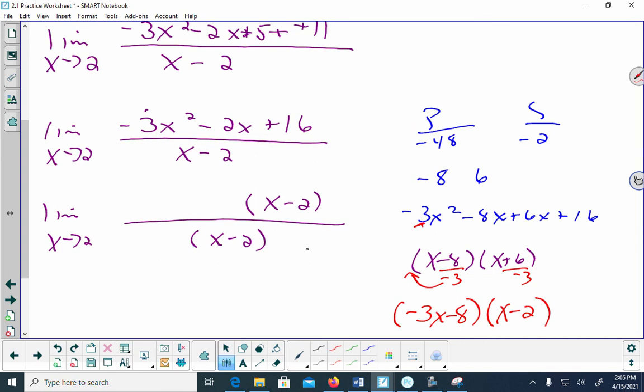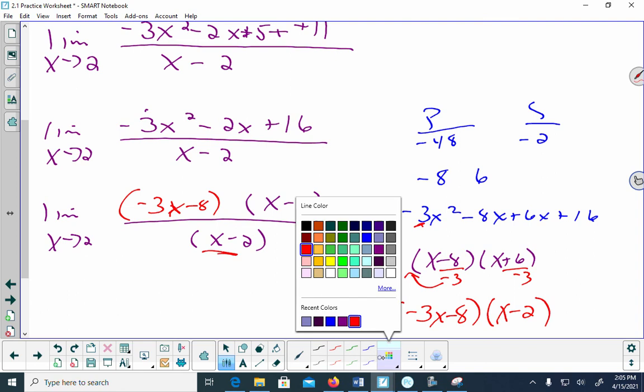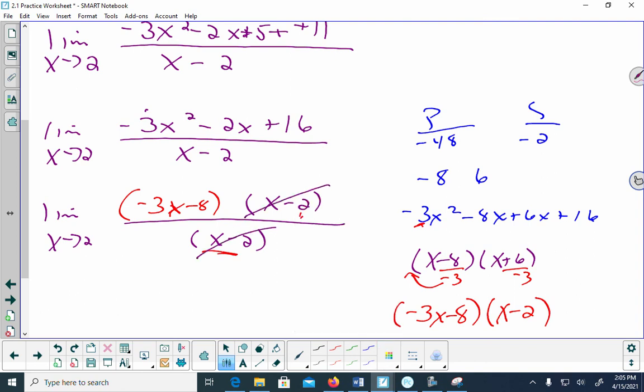So here I have that x minus 2. I knew that already. Then negative 3x plus, whoopsie, I was going to write a plus sign. Minus 8. When you're doing these, this factor should simplify. So then when I divide, the x minus 2's will simplify.